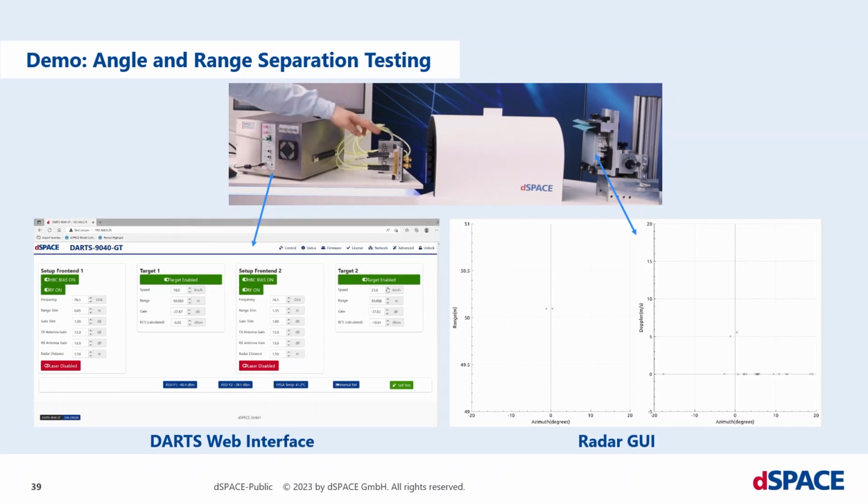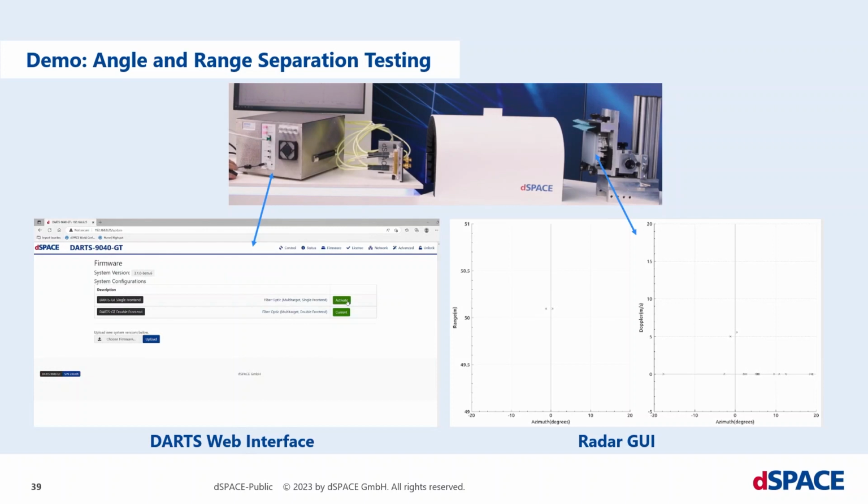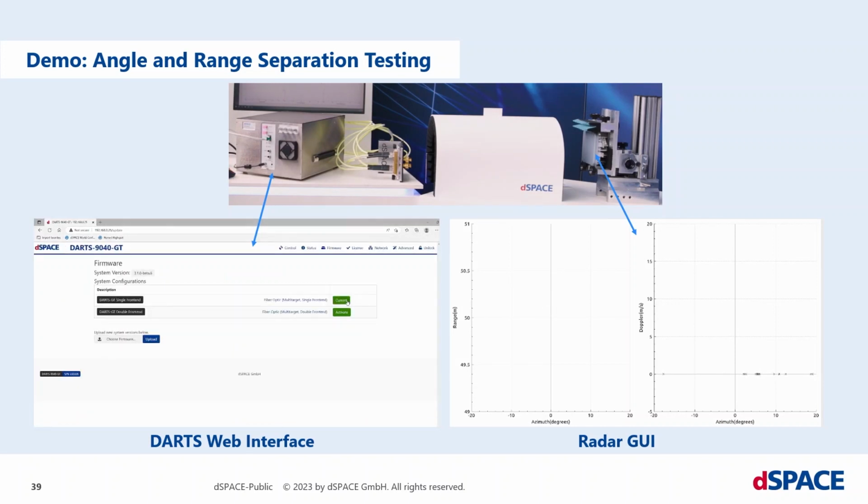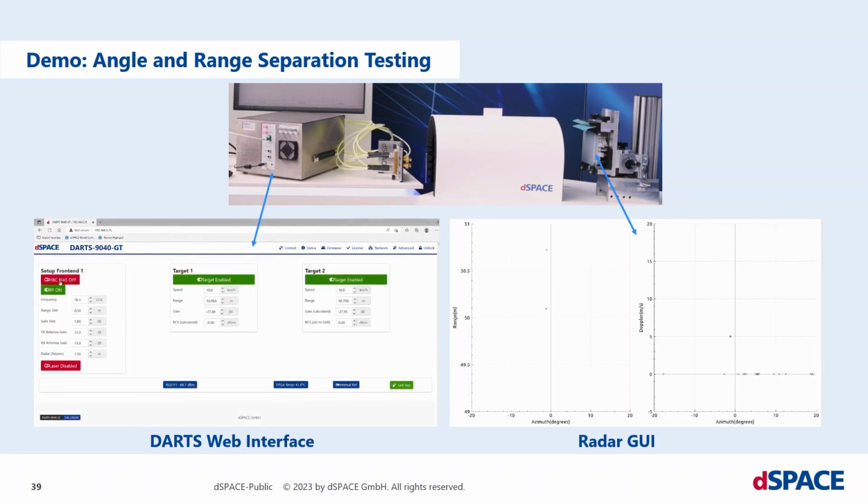But when I now change the speed slightly to make it easier to resolve the targets, we can see that there still is a detectable difference in azimuth angle between the two targets. And this is exactly what would invalidate a range separation test in this configuration. As discussed before, it is necessary to simulate both targets from one and the same angle, and to do that, I can now just change the front-end configuration in my DARTS software.